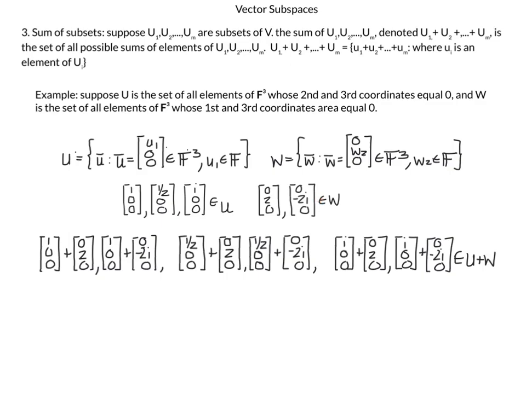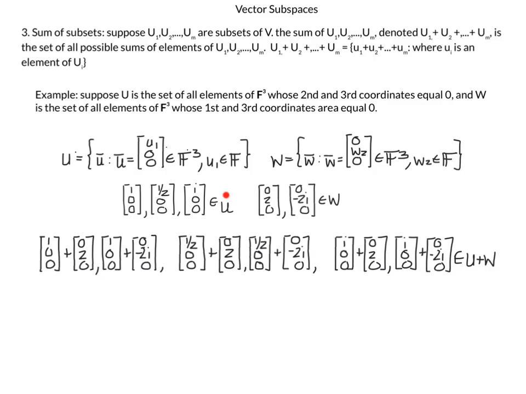Obviously, since U is the set of all vectors of this form, these are just a few representative elements of U, and these two are a few representative elements of W. There's an infinite number of vectors in W and an infinite number of vectors in U, because U1 can have an infinite number of values and W2 can have an infinite number of values.